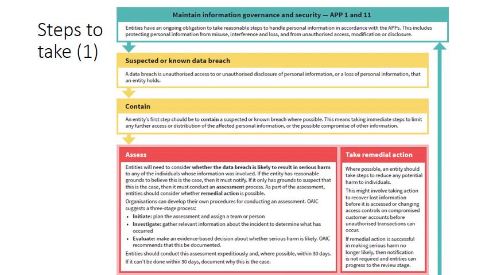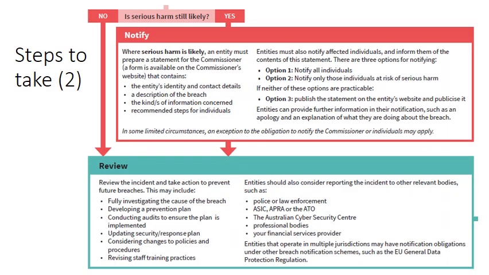Now, the first step is to ensure that governance and security, as in APP 1 and 11, have been applied. Then, if there is a suspected or known data breach, there are steps required to contain it, and then assess the seriousness and the remedial action that's required. Following down, if serious harm is not the case, then a review is required. But if there is serious harm, as identified by the guidelines, then it's necessary to notify individuals, it's necessary to notify the government, and it's necessary to take the appropriate steps to ensure that harm is minimised in this case.